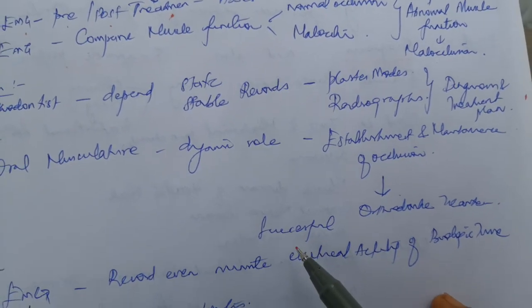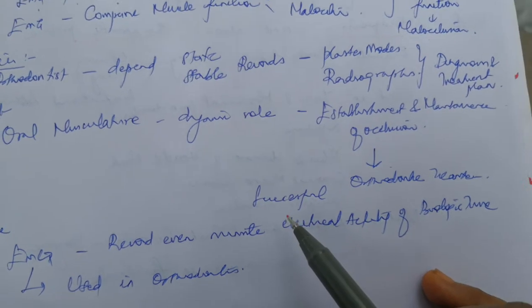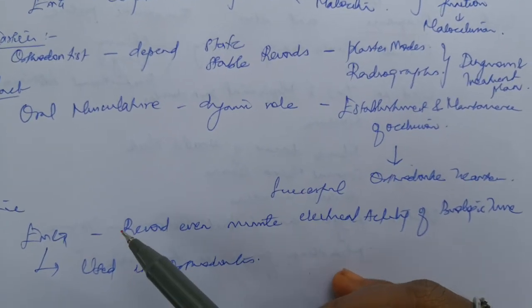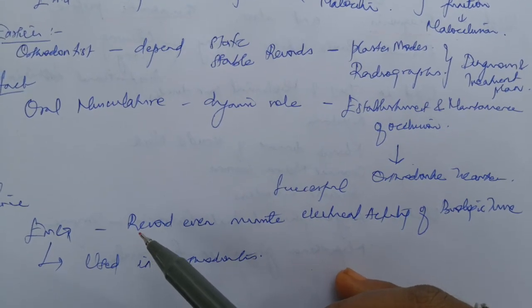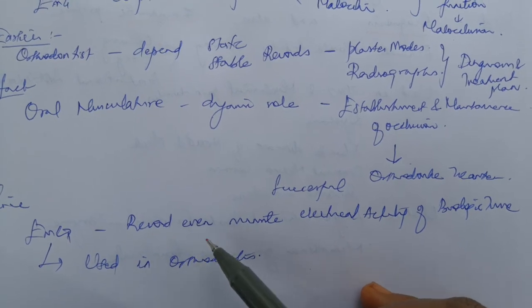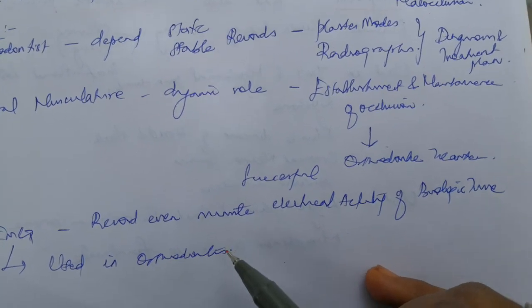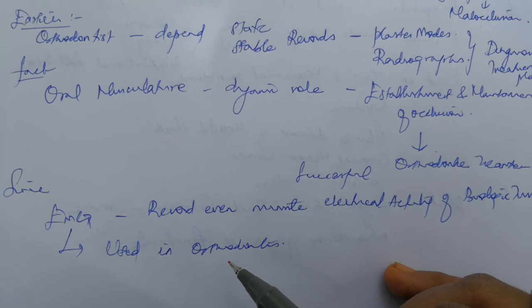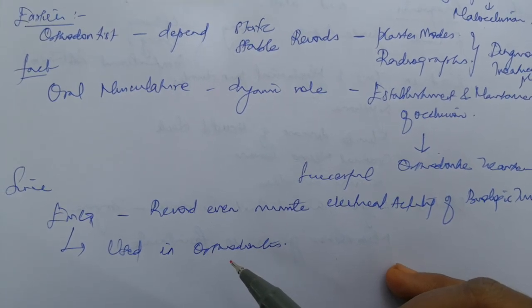So for any successful orthodontic treatment, EMG would be an additional diagnostic tool, and in the treatment plan also, to record even the minute electrical activity of the biological tissue. So it would be a boon in the field of orthodontics.